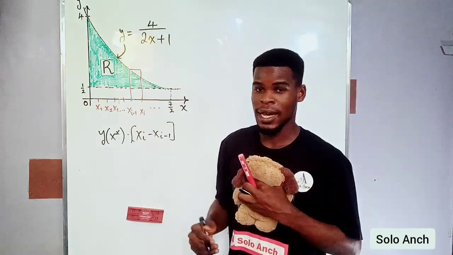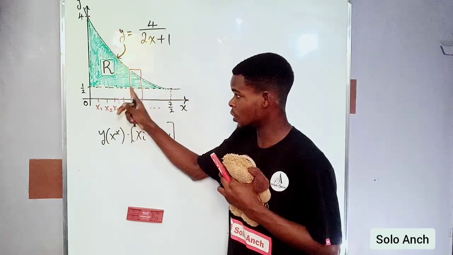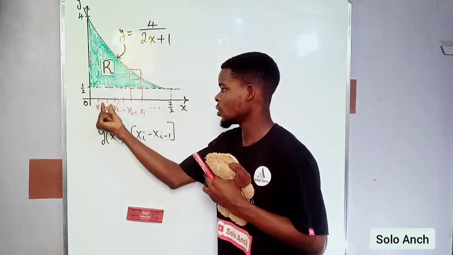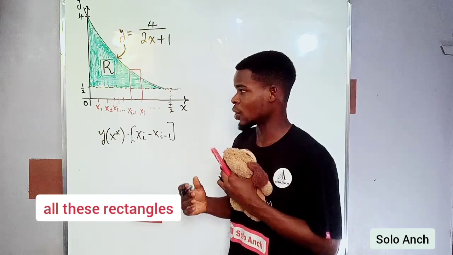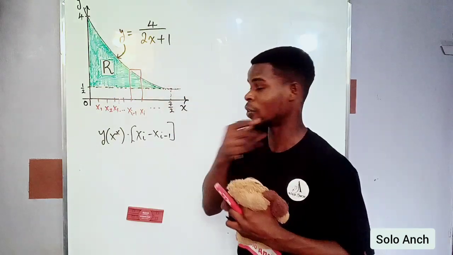So maybe we can call it the height rectangle. But we need others. So I will draw another rectangle here, draw this other one, and so on and so forth. You notice that with all these rectangles, we're going to get approximately the area under this curve, y equals 4 over 2x.